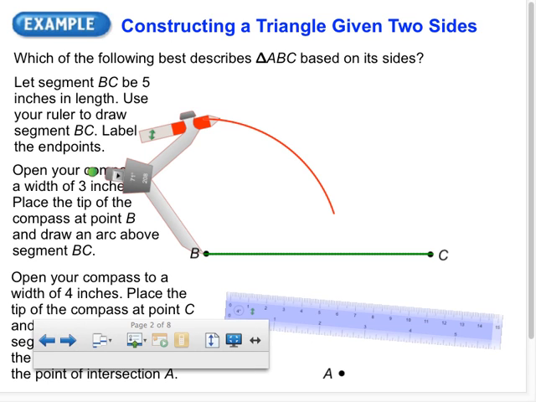If your compass is floppy and the hinge is loose, let me know. I could tighten down the hinge for you. Okay.